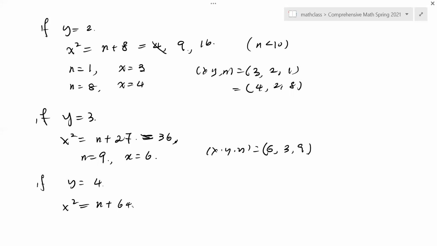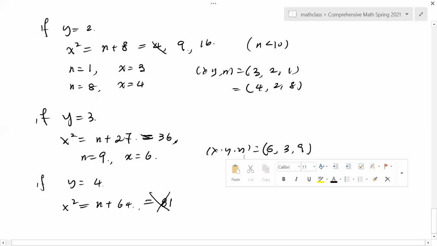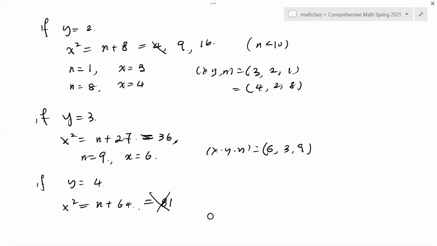So what is next? What is the next perfect square? 64. It's 81, right? But it's impossible. This is impossible, no solution. Okay? So that's impossible, no solution.